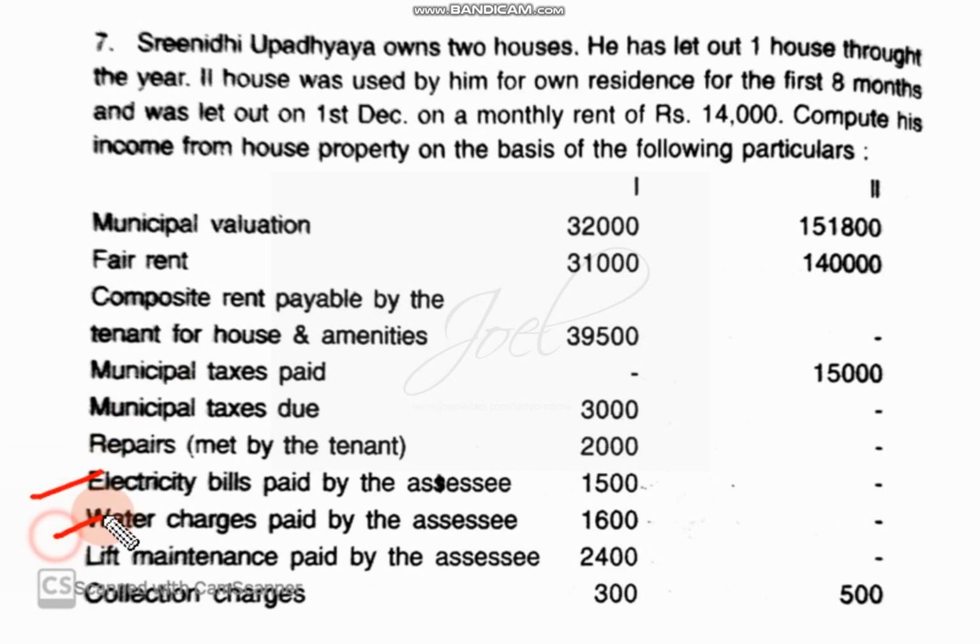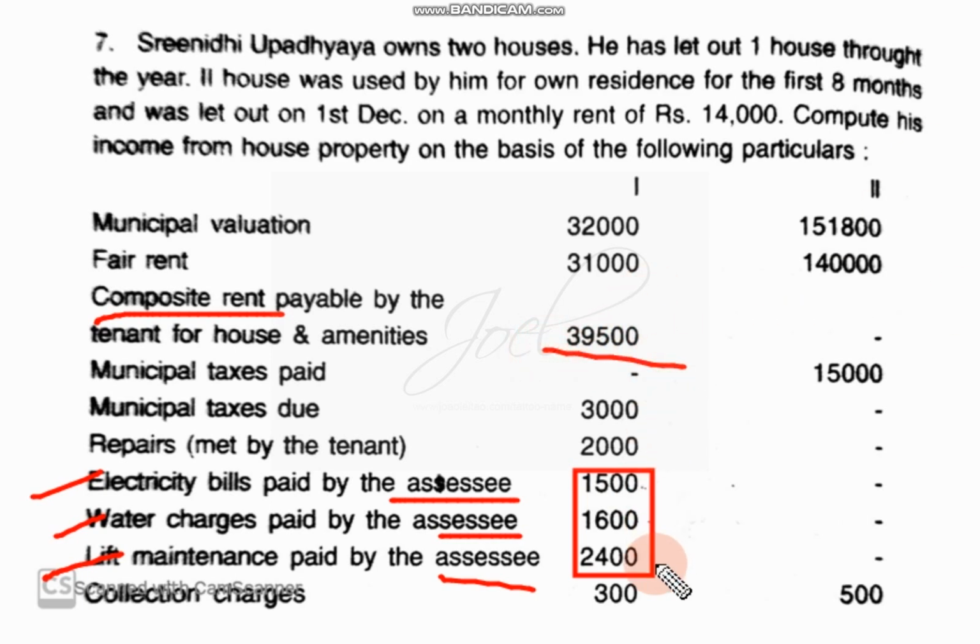Next, electricity bill, water bill, lift maintenance charges, these are paid by the landlord and it is included in this composite rent. So first what you have to do is total some of these items: 1500, 1600 and 2400. So 2400, 1600, 4000, 5500 it will come. That 5500 you have to deduct from this amount, that is 39500. Whatever answer you get, that is the rent received.